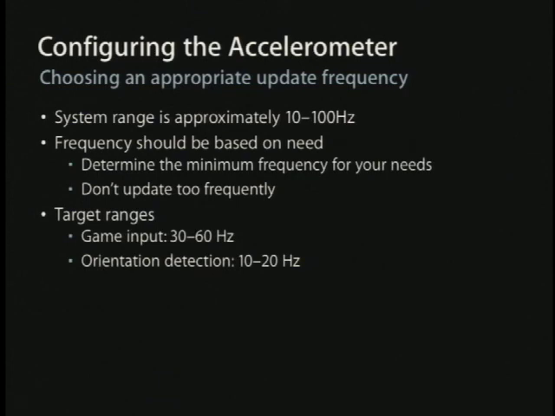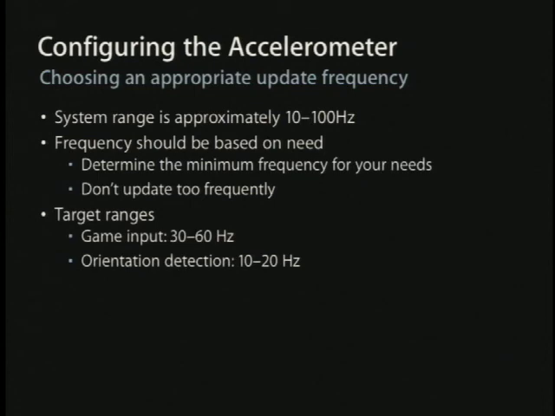So I mentioned the range is somewhere between 10 and 100 hertz. You can set it up anywhere in between those pretty much. The frequency really should be based on what you need. If you're just trying to detect rotation events, you don't really need to worry about this because we've got all these other APIs for figuring out what orientation the device is in. But if that's the kind of thing you were doing, you don't need to update very frequently. 10 or 20 hertz is more than enough. The user's not flipping their phone around in a circle and trying to rotate the interface at that speed.